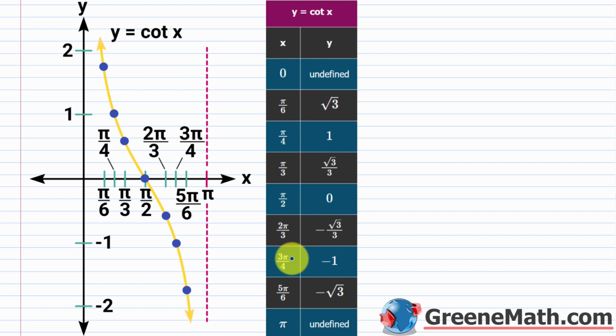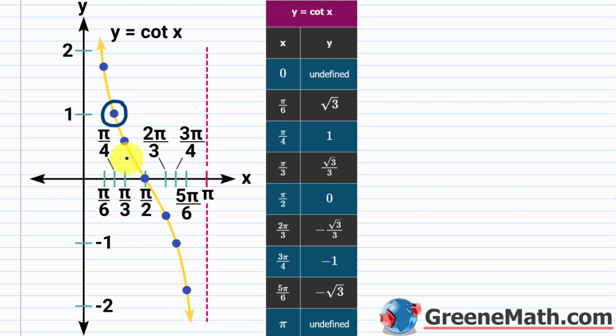Now, in terms of this stuff in between, you have pi over 6, comma square root of 3. So here's your pi over 6 for the x value. This would be square root of 3 for the y value. So this point right here is pi over 6, comma square root of 3. Then you have your pi over 4, comma 1. So this is one that you want to memorize. That's going to be your first quarter point. We're going to use that. Then you have your pi over 3, comma square root of 3 over 3.